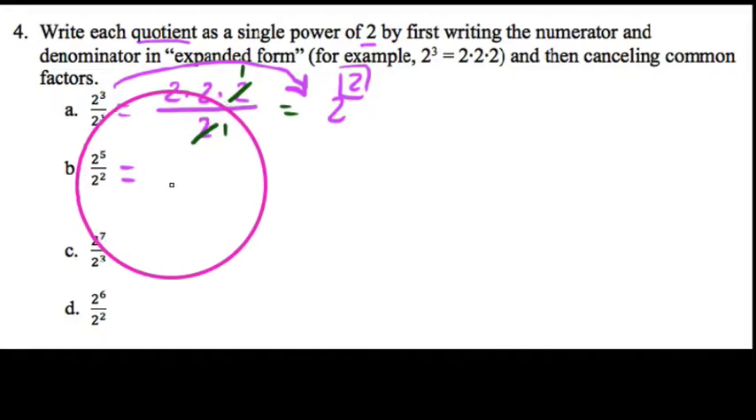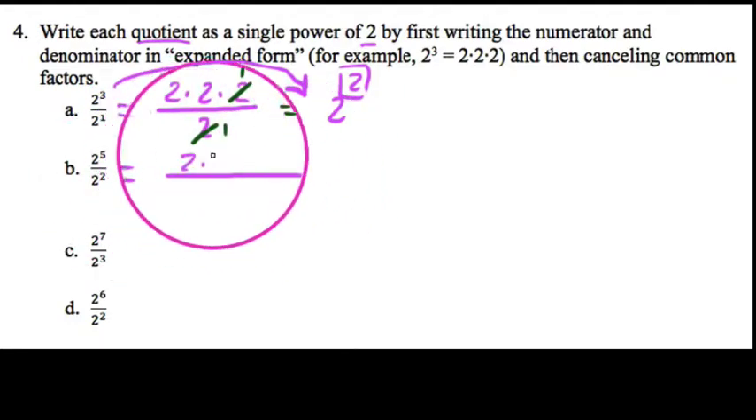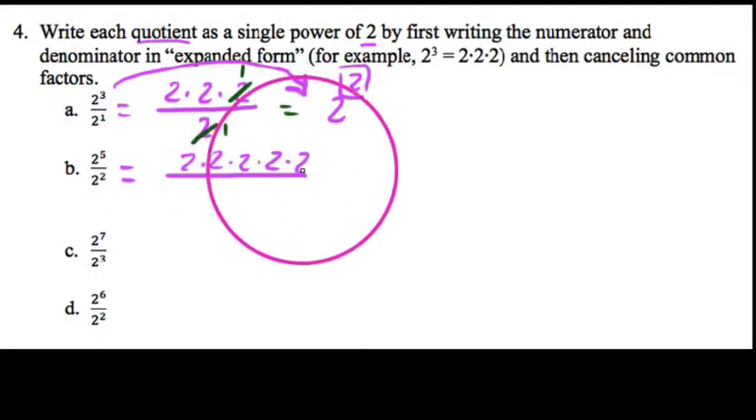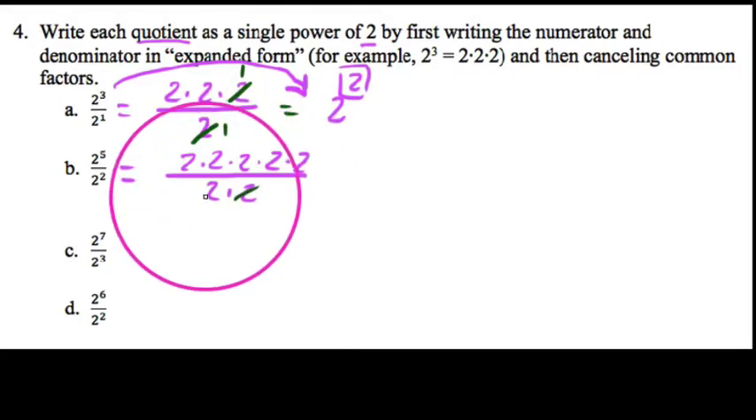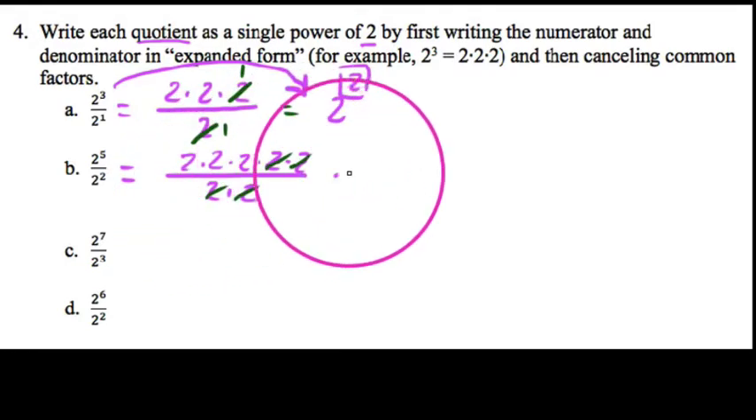So let's see if we can come up with a pattern on this next one. We say 2 to the fifth, so we have 5 factors of 2 up here, and 2 factors of 2 in the basement. And if we were to cancel out 2 of these with 2 of these, then we'd be left with 2 to the third.